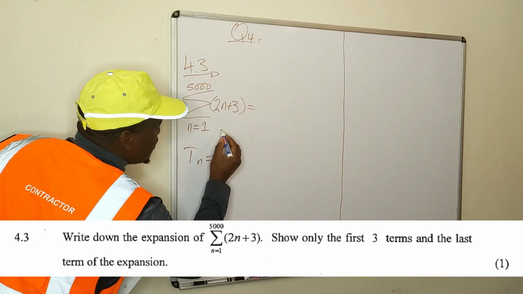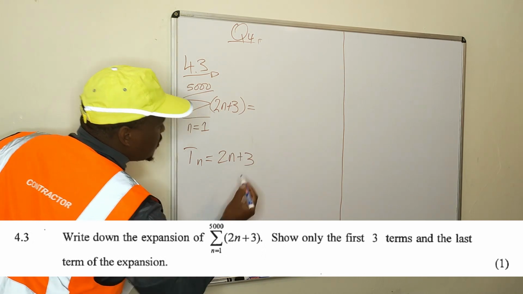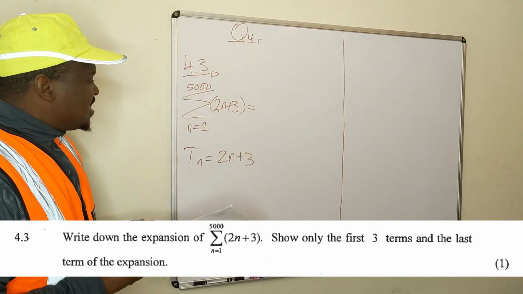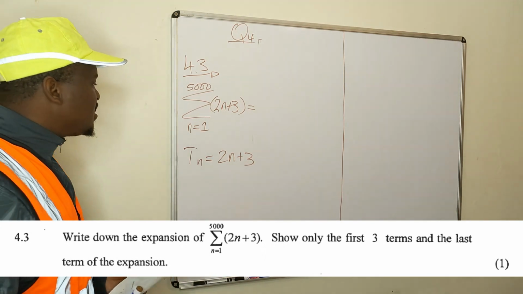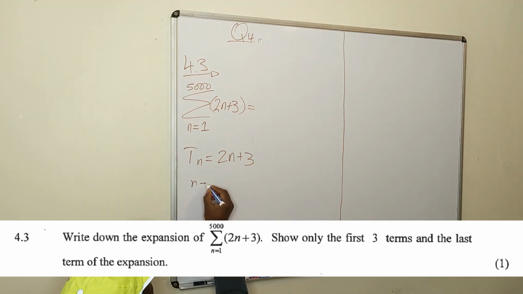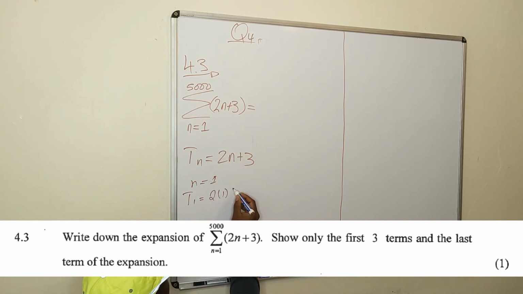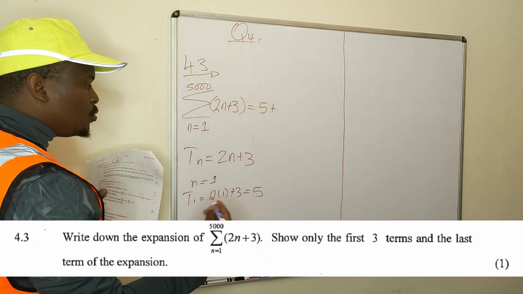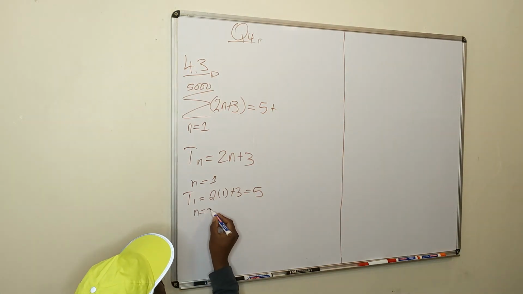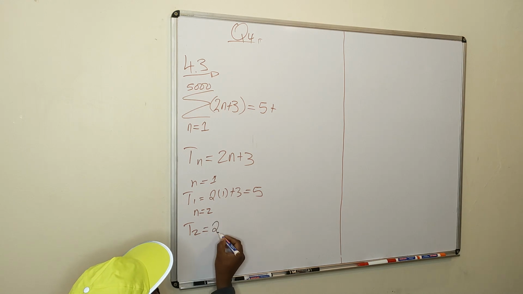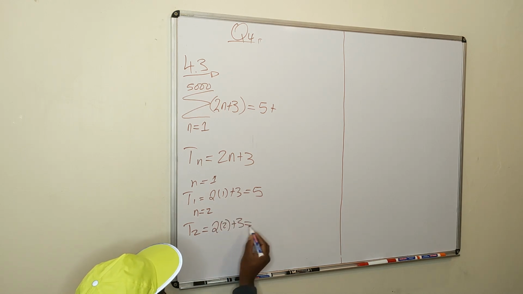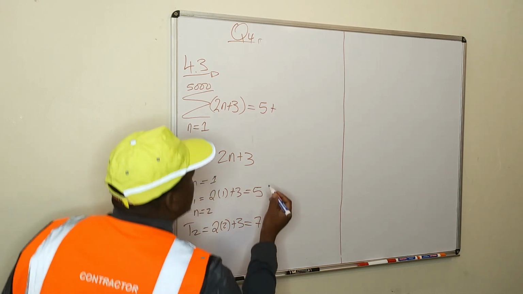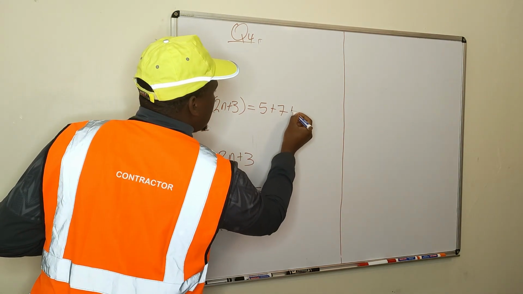So your Tn here is equal to 2n plus 3, right? You're told that this series starts at n equal to 1. So the first term here will be at n equal to 1, right? So T1 is equal to 2n plus 3. The answer is 5. You put your 5 there. Plus. Go to the second term. n is equal to 2. T2 is equal to 2 times 2 plus 3. This is 4, this is 7. So you have 7 here. Plus.